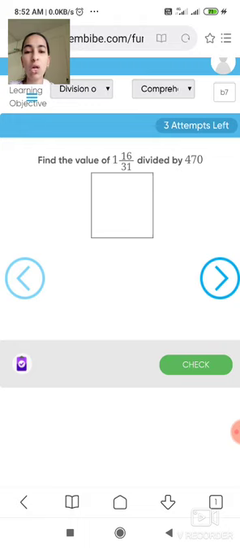Find the value of 116 upon 31. 116 upon 31 is a mixed fraction. First you have to convert that into an improper fraction, and after that you have to take the division. Okay, students? What will be the improper fraction of that? You have to tell me. This question is for you. Pause the video and try to solve this question. What will the answer be? You have to write it in the comment box.